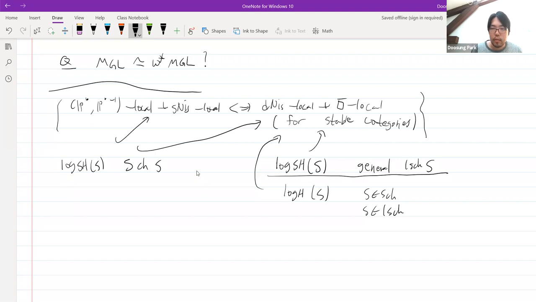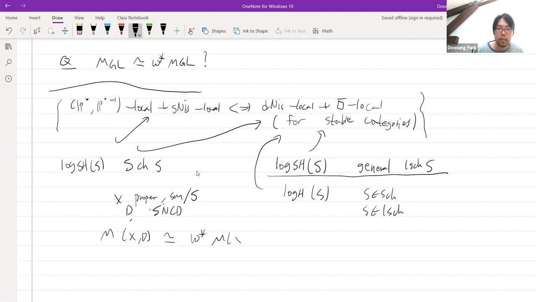No. So I believe that suppose X is proper and smooth over S, and S is a base scheme, and D is a strict normal crossing divisor. Then I believe that the motive of (X, D) should be omega upper star of the motive of X minus D, which I don't know. And omega star again is a functor between A1 and log, from omega plus SH to log SH.